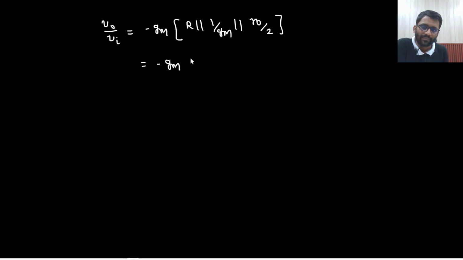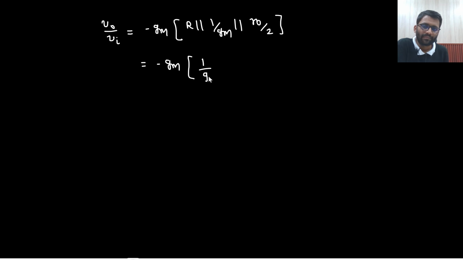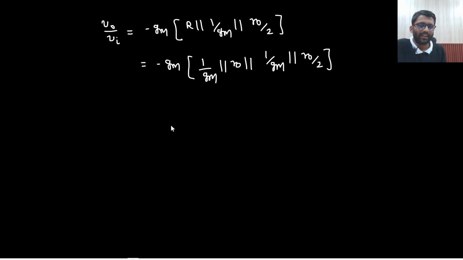So minus Gm. What was your R? R was 1 by Gm parallel with R0, right? 1 by Gm parallel with R0, parallel with 1 by Gm parallel with R0 by 2. So 1 by Gm parallel with 1 by Gm, what will it give you? R parallel R will give you R by 2. And what is our R? 1 by Gm. So 1 by 2 Gm it will give you. Not 2 by Gm, okay? Don't do this kind of error. 1 by Gm parallel with 1 by Gm would be 1 by 2 Gm.